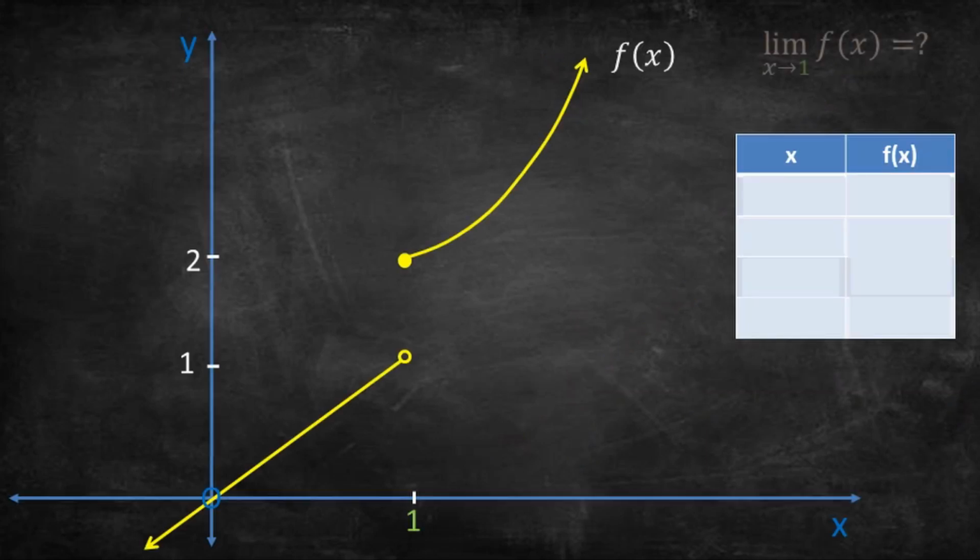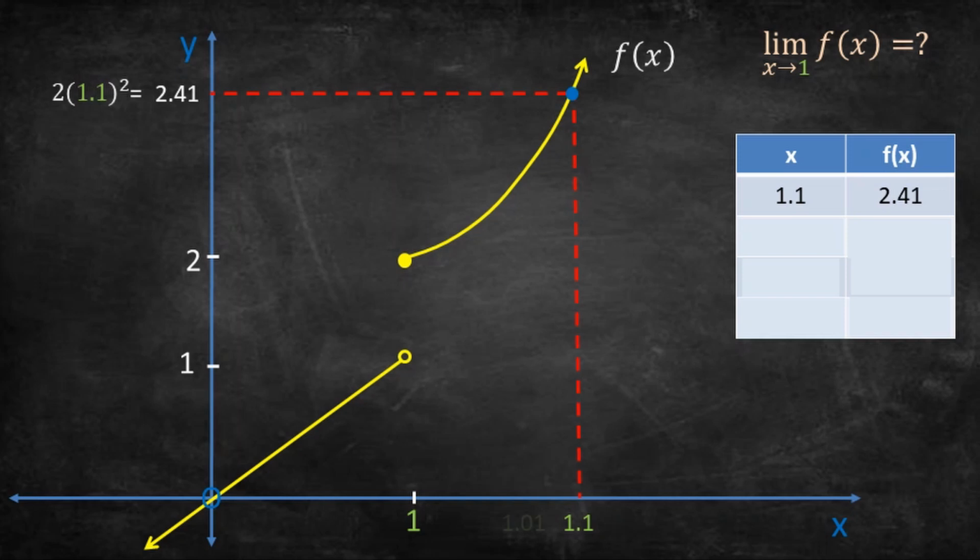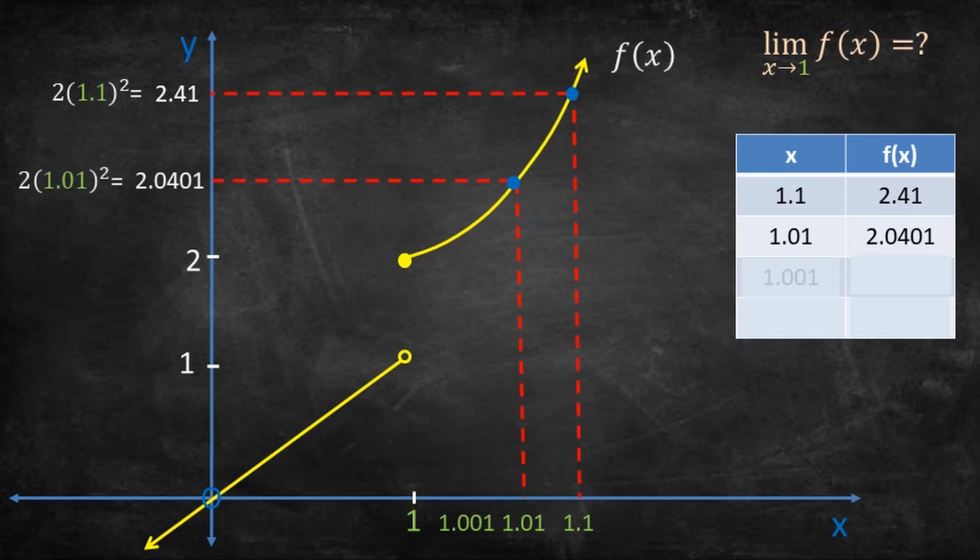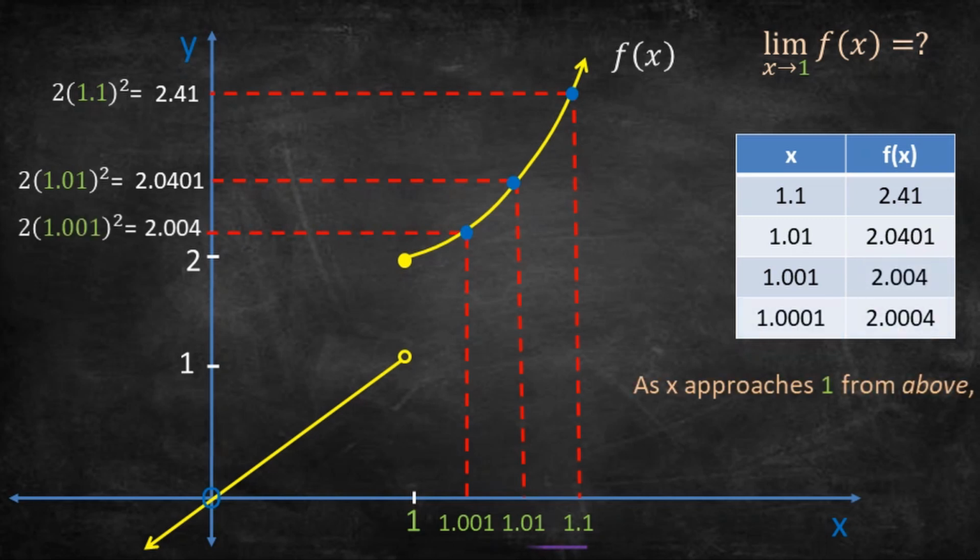Let's say we want to find the limit of f of x as x approaches 1. Once again, we can substitute in values closer and closer to 1 but above 1 into the equation and then find the corresponding function values. Note that when we approach x equals 1 from above, we have to substitute our x values into the equation of the parabola. We see that as x approaches 1 from above, the function values approach 2.